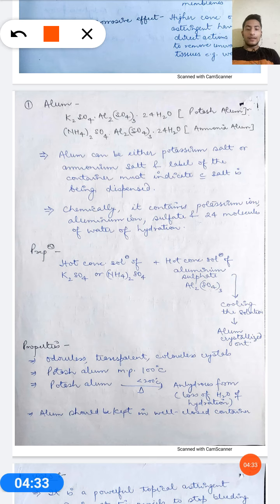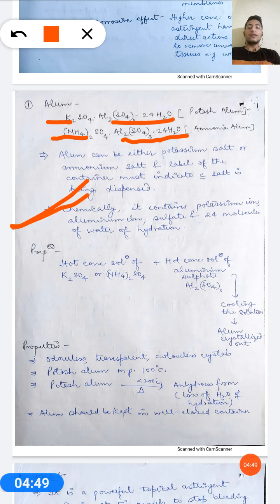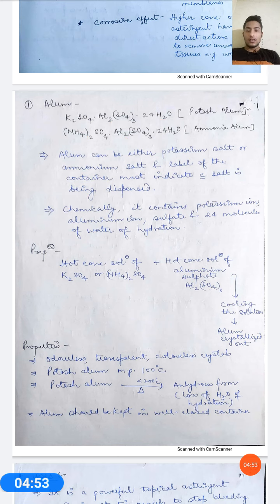Here it has a potassium ion, this is the potassium ion, ammonium ion, this is the ammonium ion, sulfate, this is the sulfate, and 24 molecules of water of hydration. This is written here, what alum contains. So this is about the alum.